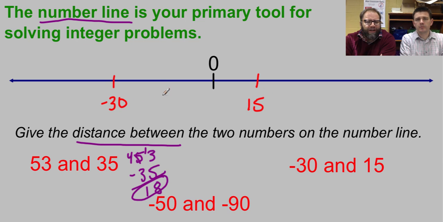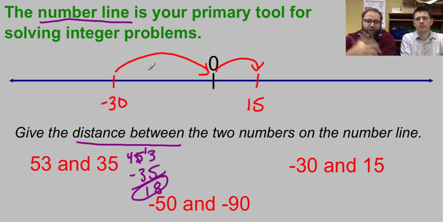I remember what I told kids: we're going to make this trip from negative 30 to 15. It's sort of like taking a train trip that has a stop in the middle. So our first leg of the trip is to go from negative 30 to 0, and then to go from 0 to 15. And then we're going to add those two distances together.